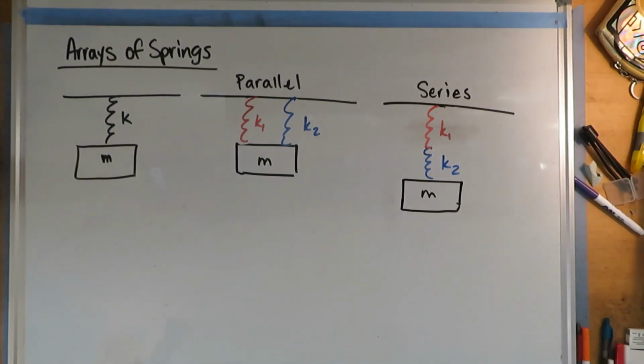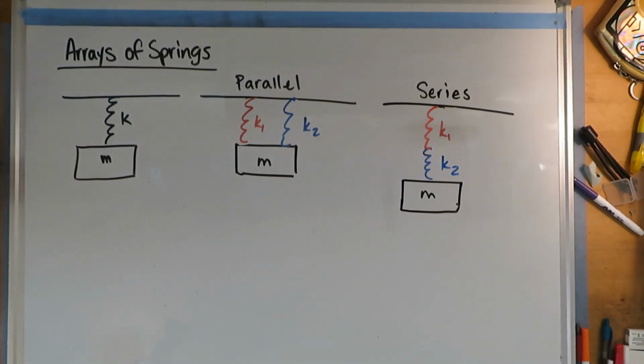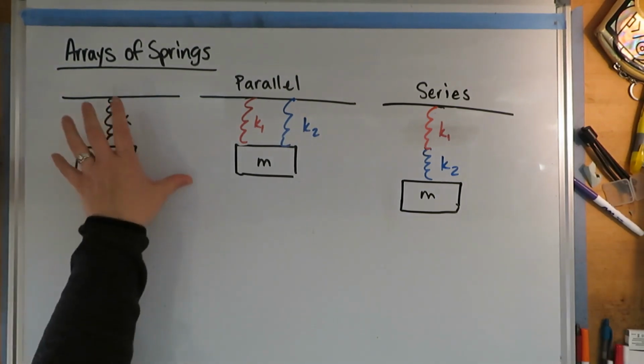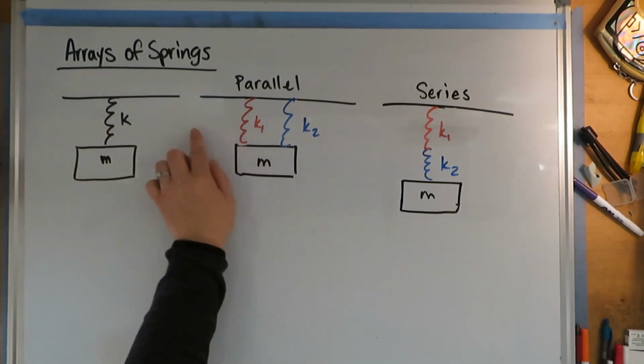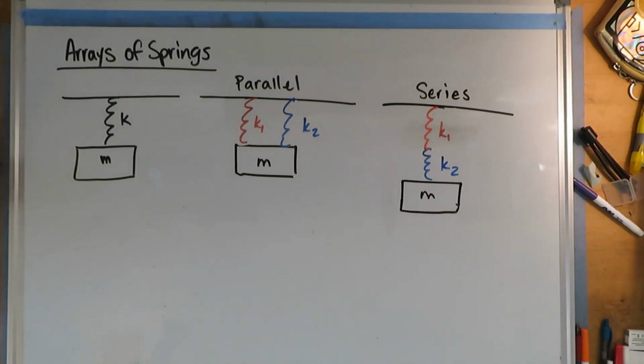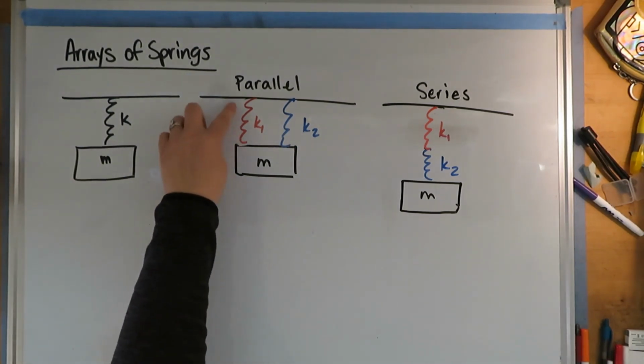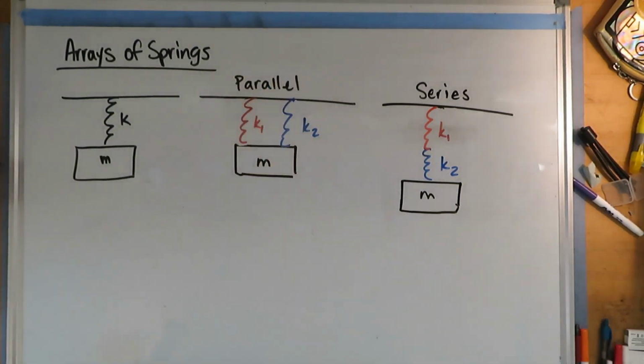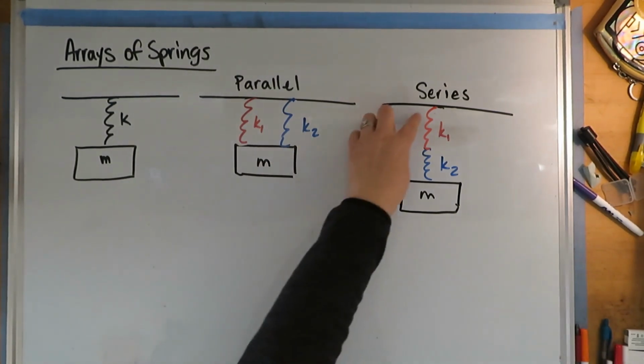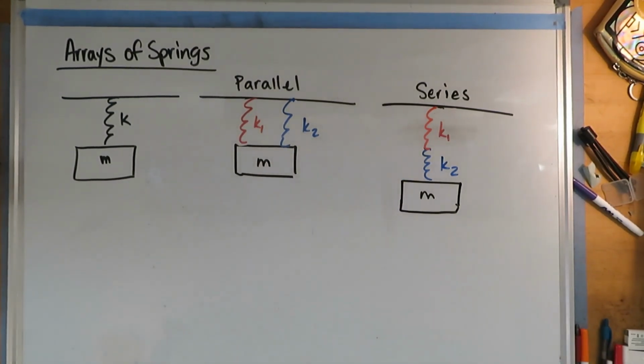Right, so what I'm going to talk about now are arrays of springs. An array is basically an arrangement of similar objects. In this case, an array of springs gives us two primary options for arrangements. We have what we call parallel, where the springs are parallel to each other, and series, where they are in a line, linked end on end.